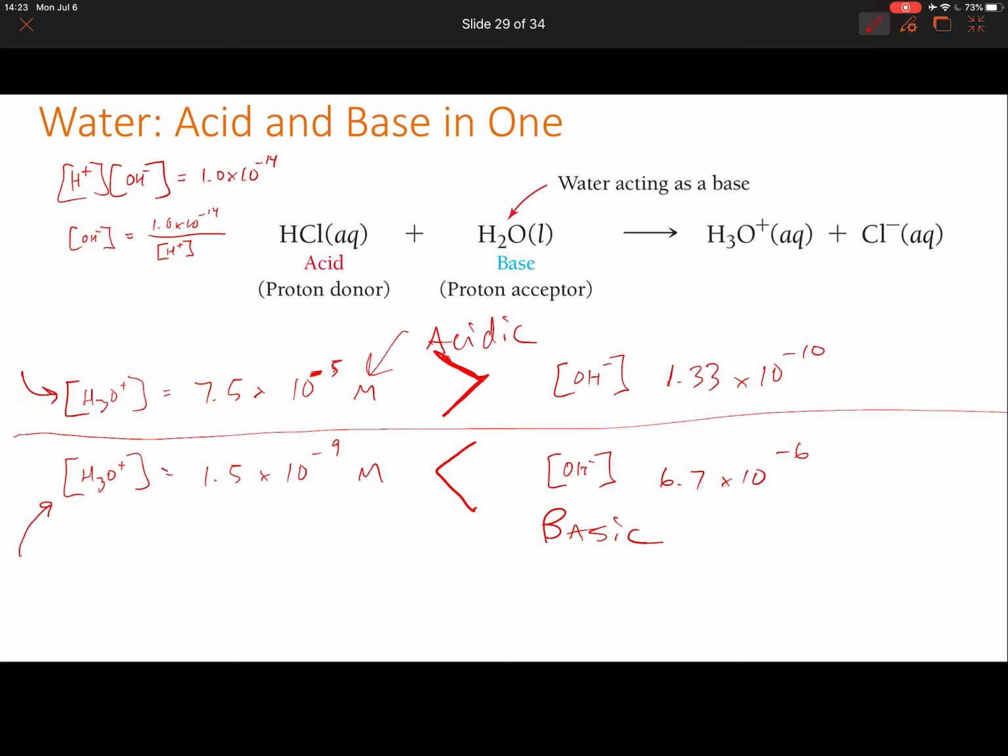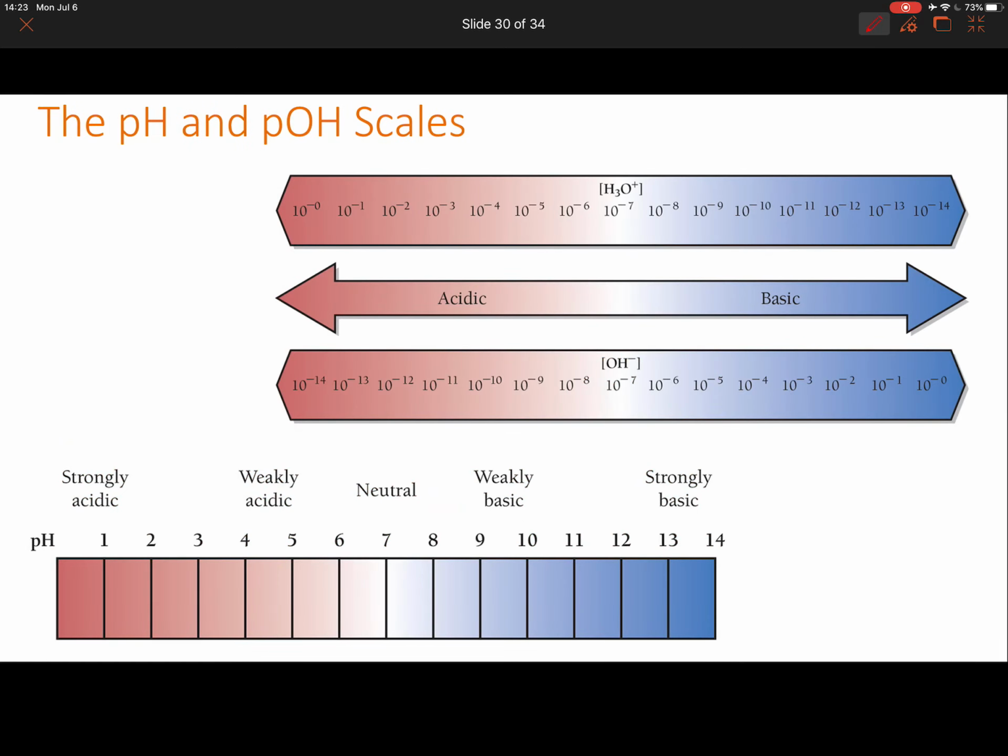But we can also be given hydroxide or hydronium, and we can use it to find what the other concentration is. Okay? The pH scales are basically just summaries of this. So let's take a look at it. There's an interdependence of hydroxide and hydronium in acid or base solutions.